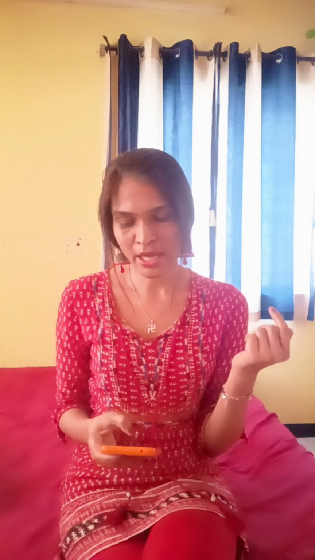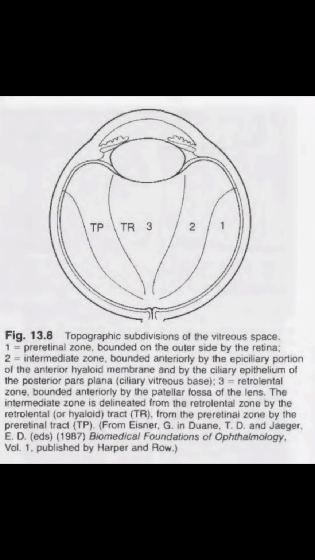Third number is the retrolental zone, second number is the intermediate zone, and first number represents the preretinal zone. So that was about the zones and tracts of the vitreous.